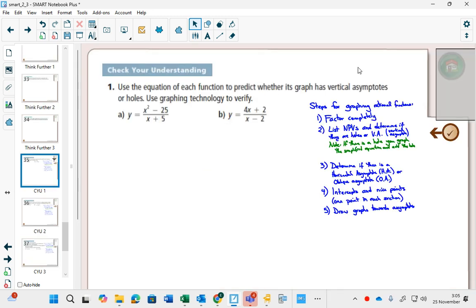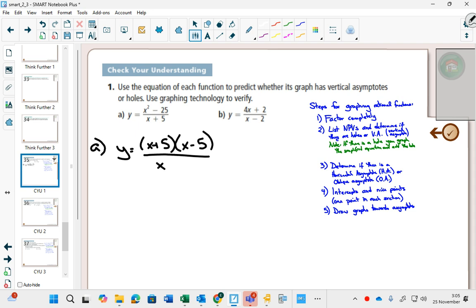So we start in A. We start by factoring. Step 1, always factor completely first. So we get y equals the top is the difference of squares, x plus 5, x minus 5 over x plus 5. Once it's factored, write down our non-permissible values. X can't equal minus 5. When you write down a non-permissible value, you're allowed to put a slash or the equal sign to say it can't equal minus 5.